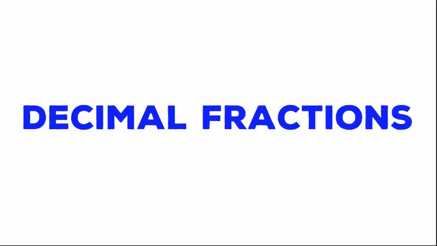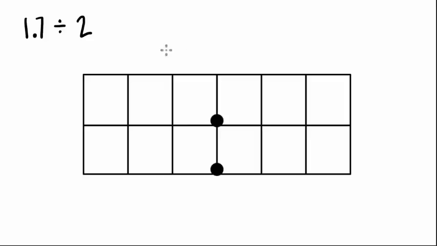So first I'm going to show you with a visual today. So we have our problem: 1.7 divided by 2, and we're going to set that up on a place value chart, and the place value chart will look like this. So this would be ones, this would be tenths, and really what this is asking is 1.7.